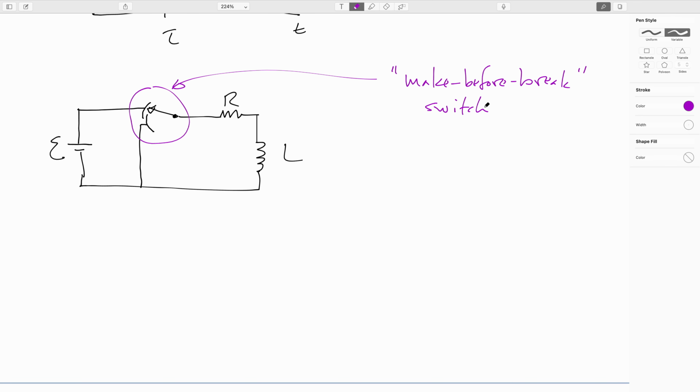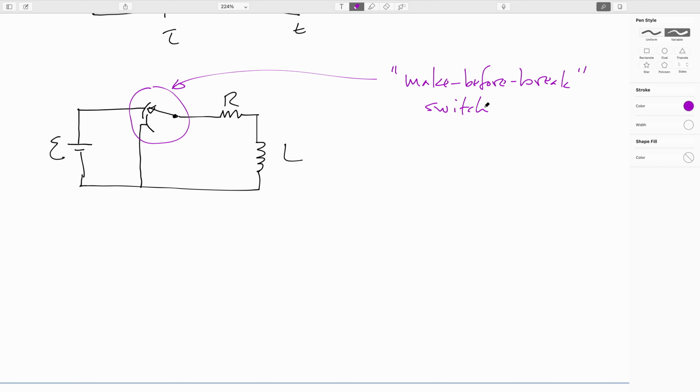Most switches that you run across are what are called break before make. So for instance, if you think about like the Frankenstein style knife switch, you disconnect it from the one place, breaking that connection. You swing it over and then you make the other connection. So there's a period of time where nothing's connected.